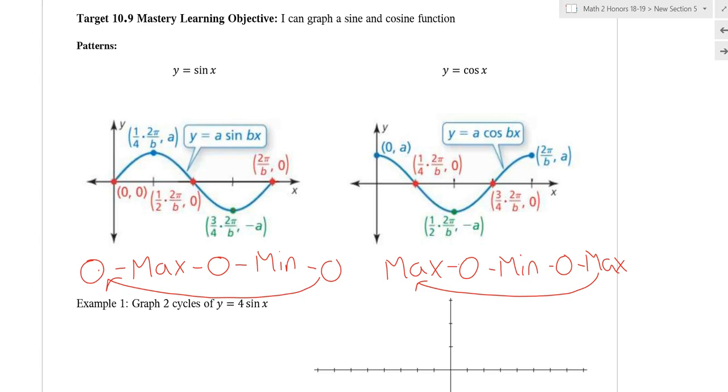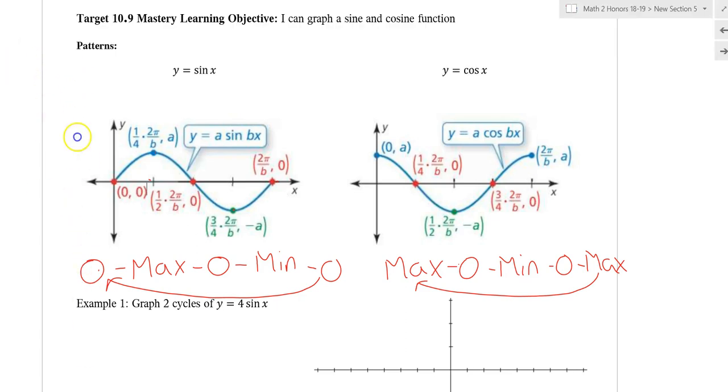And so to graph this function, really all we need to know is how high up and down it goes, so that comes from our amplitude, and then how far apart we put these, which comes from our period. Okay? So the things we've already been looking at.